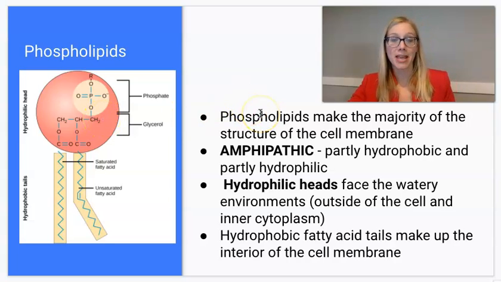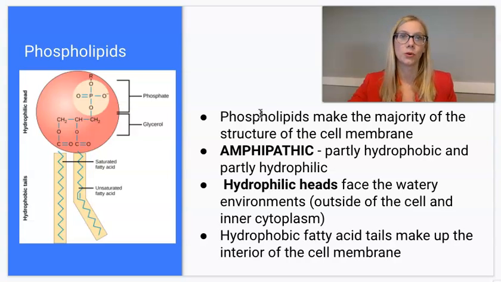So because they make up the majority of the cell membrane, they play a really important and key role in maintaining that structure and the function of the cell membrane. And because they have this hydrophilic portion and this hydrophobic portion, we call them amphipathic. That just means they have both parts. So what tends to happen? Well, the hydrophilic heads or the phospholipid head will go towards the watery environment. This is outside of the cell and inside of the cell towards the cytoplasm. And this hydrophobic or fatty acid tail kind of ends up in the middle.